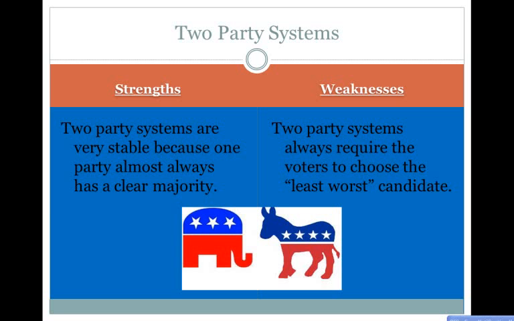to talk about this. So a two-party system is strong because it's stable, but it's weak because you don't have as many choices, or at least not as many viable choices, which means you're oftentimes choosing a candidate who isn't exactly what you want, but is closer to what you want than the other person who has a chance to win.